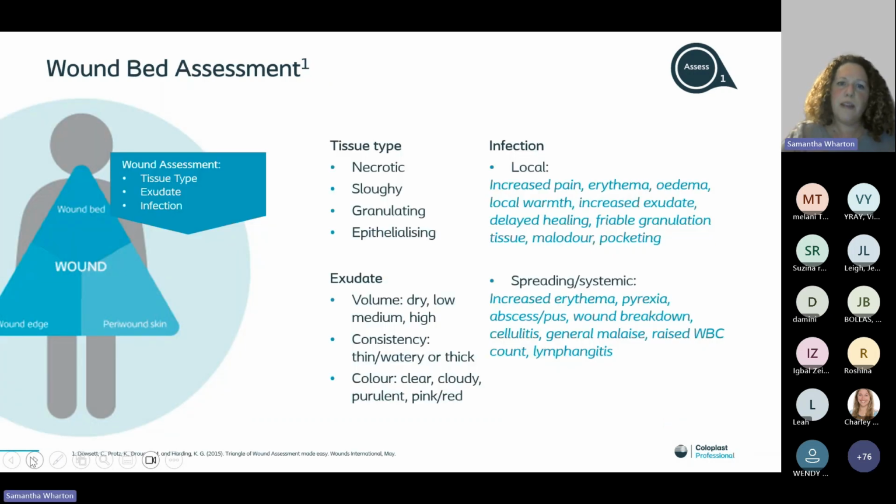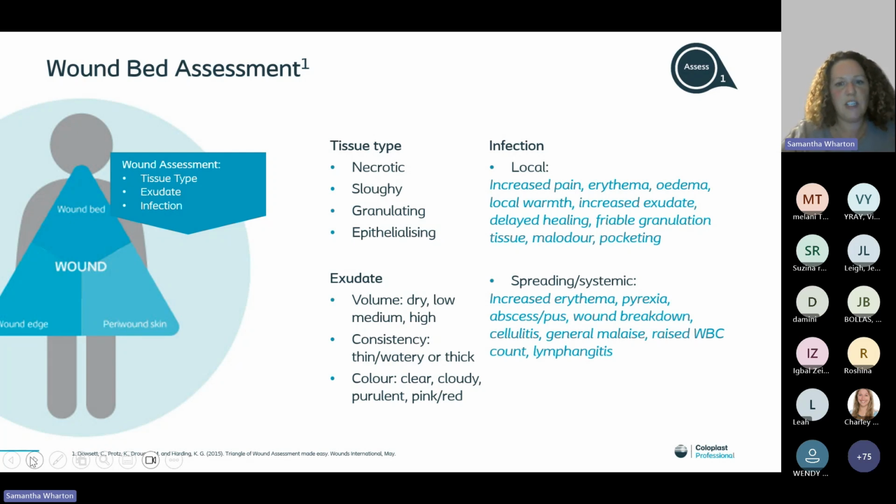So now we look at that wound bed assessment. So we need to look at the tissue types and the exudate and any signs of infection, whether that's local or spreading or systemic infection. So when we're looking at the tissue type, we've obviously got necrotic. So that black, hard necrotic tissue is there, and sometimes it can be quite soft necrotic tissue, sloughy, that yellowy, devitalized, can appear quite stringy. And then you've got your granulating, so those nice pink granular cells, and then your epithelialization.